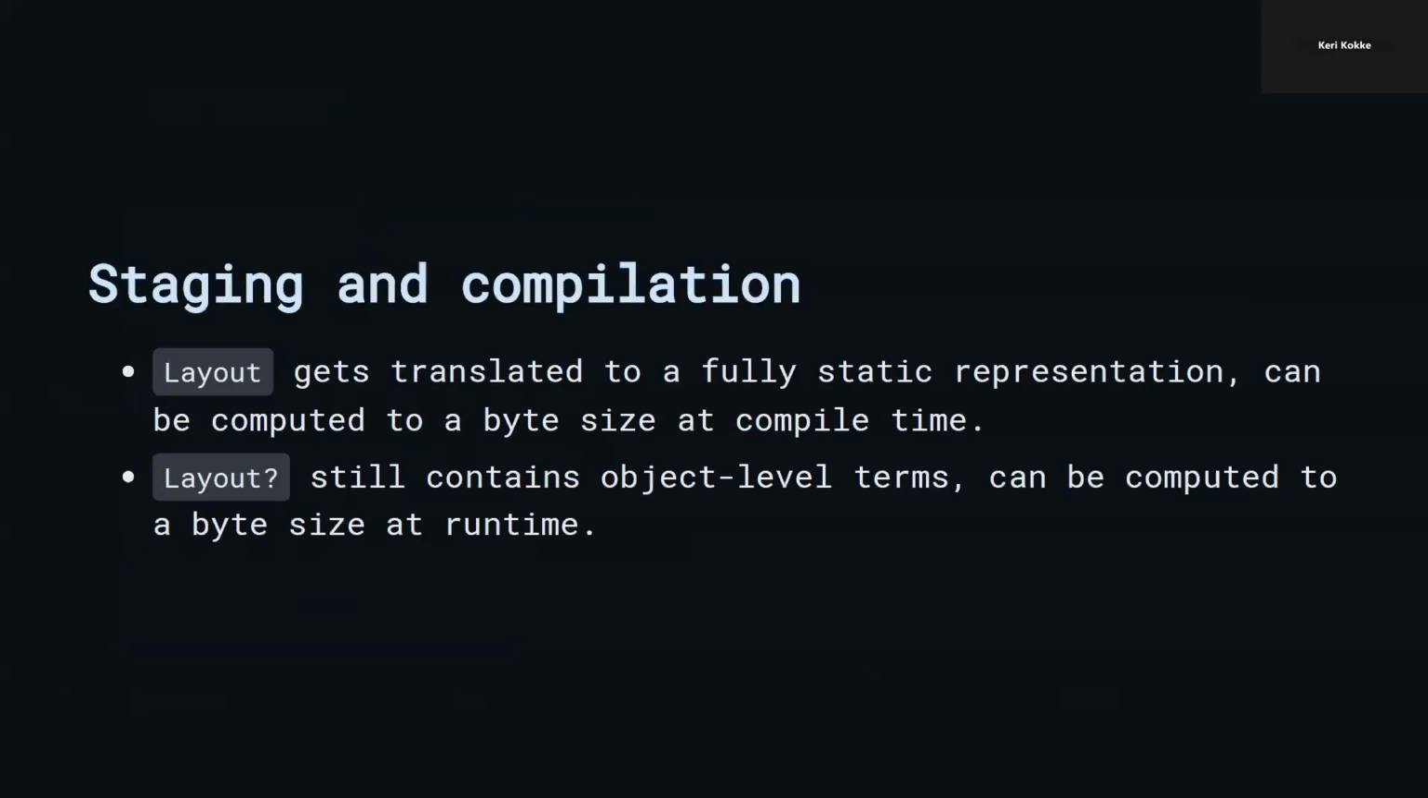Okay, just some notes about how this is compiled. Layout will get translated to a fully static representation after staging, because it doesn't contain any object level data. From that, we can compute a byte size at compile time and know how much stack space to allocate for everything. The runtime size layout still contains object level terms after staging, so we cannot know its size at compile time, but we can know it at runtime. So we can emit code that computes the correct size and then performs the correct allocations.